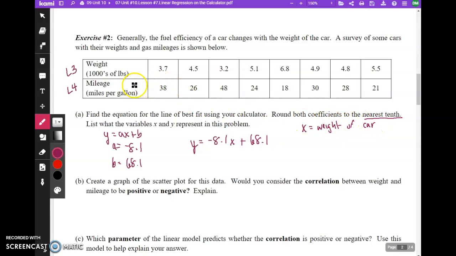All right, now notice this says thousands of pounds. So if this says 3.7, how many pounds is that actually? Well, 3.7 is actually 3,700 pounds because that's in thousands of pounds. Instead of having to put the whole big number in there, they're just using decimals. And then the y is going to be the mileage, the miles per gallon, how many miles per gallon the car gets. So when the car weighs so much, it gets so many miles per gallon. That's what we're comparing.